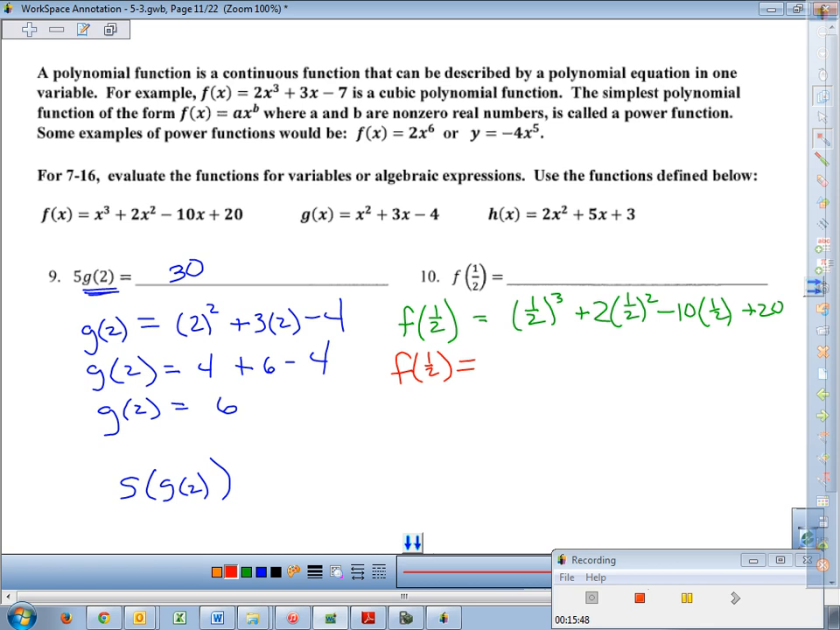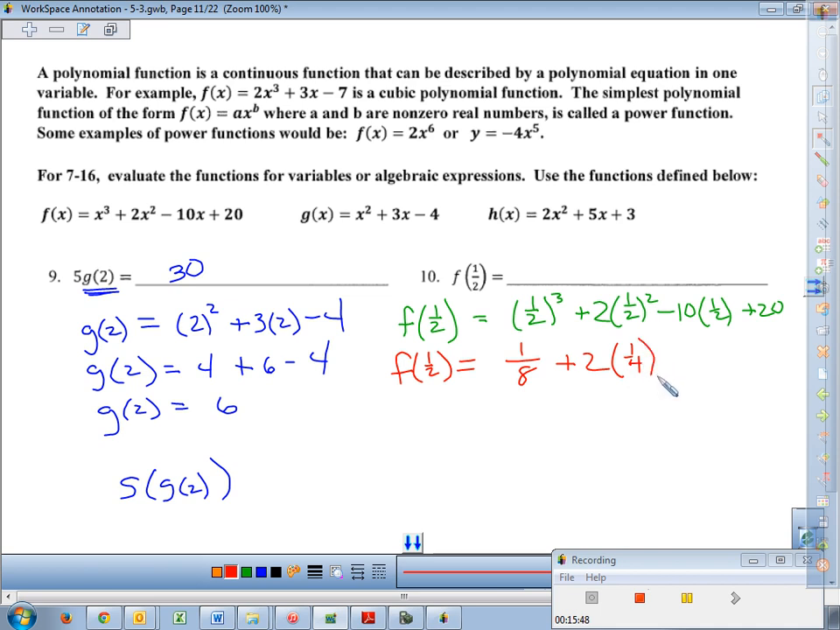Taking 1/2 and cubing it, first of all, what kind of number will you get, positive or negative? Positive. If you know what 1 cubed is and you know what 2 cubed is, you definitely know what 1/2 cubed is. What's 1 cubed? What's 2 cubed? So that will give you 1/8. You with me on that? Then we need to take plus 2 times 1/2 squared. What's 1/2 squared? 1/4.